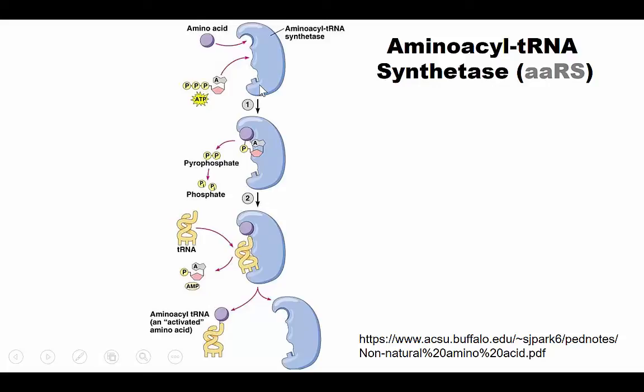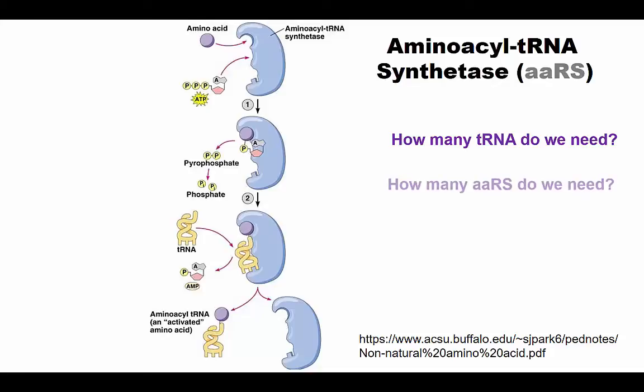As we have 20 different amino acids, how many different tRNAs do we need? So we can think easily, at least we need to have a minimum of 20 tRNAs, which should recognize each different amino acid. Then, how many aminoacyl tRNA synthetases do we need? This enzyme should recognize a different amino acid, and at the same time, it should recognize a different tRNA. So again, we need to have a minimum of 20 different aminoacyl tRNA synthetases.